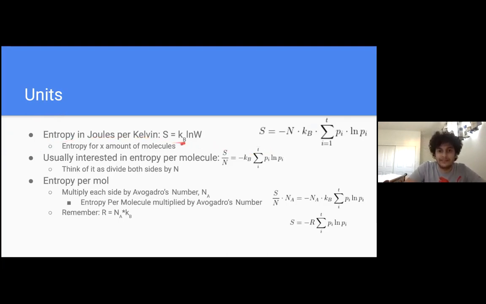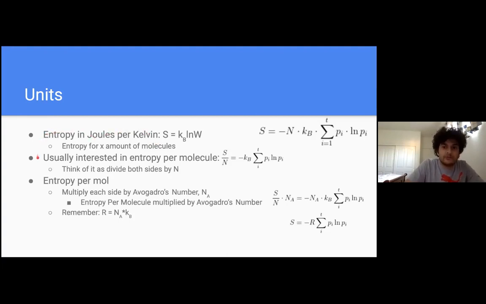So we're looking at this equation and this equation. If you just plug straight in, that would give you entropy in joules per Kelvin or kilojoules per Kelvin, whatever you want. That is the entropy for however many molecules you have in the system. So if you had 10 molecules in the system and you did the multiplicity and plugged into this, you get an entropy value for those 10 molecules for that system.